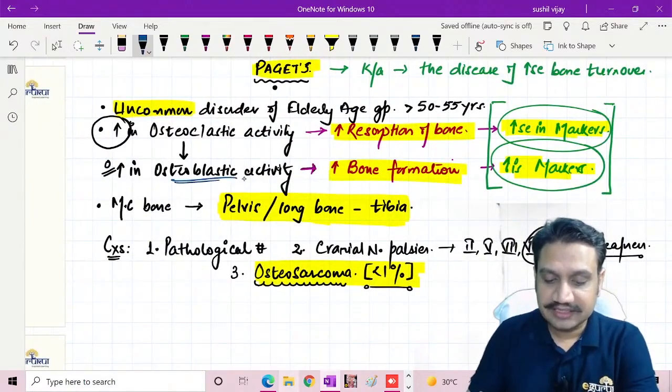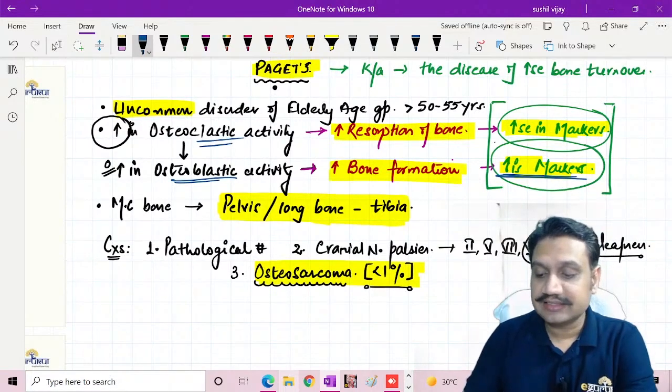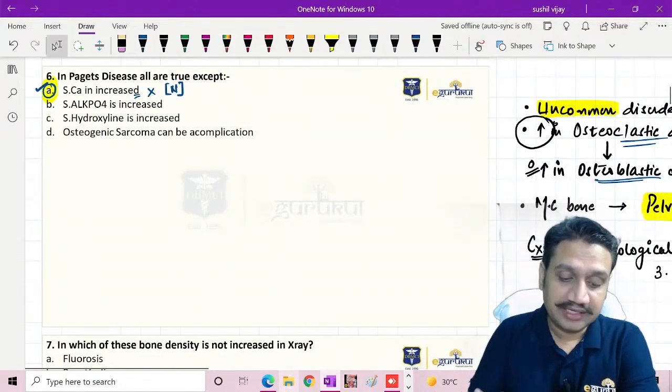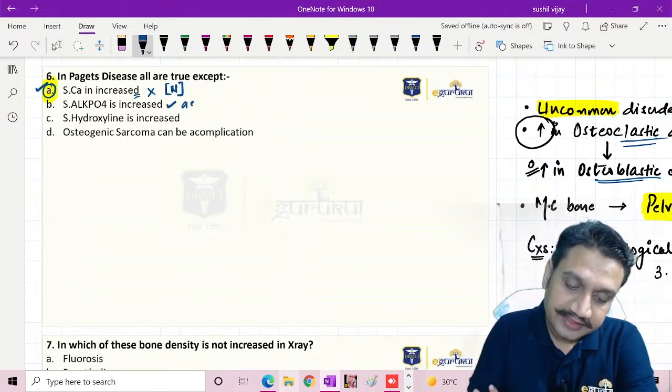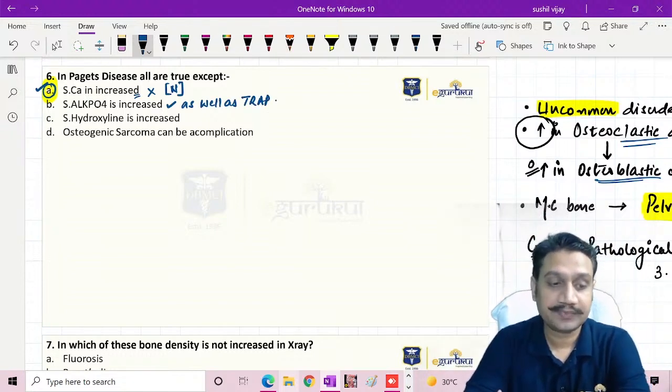So when blastic activity is increased, its marker is alkaline phosphatase only. If clastic activity is increased, its marker is acid phosphatase, the TRAP, correct? So the markers alkaline phosphatase as well as TRAP will be increased. That means the marker of bone formation as well as resorption, both will be increased, right?